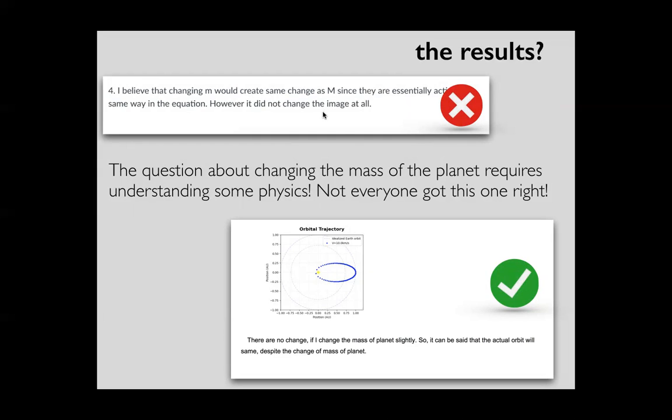And so I thought that was actually a really nice way of assessing whether they really understood the impact of the difference between changing the mass of the central object and the mass of the orbiting object. So that actually turned out to be a nice little question.